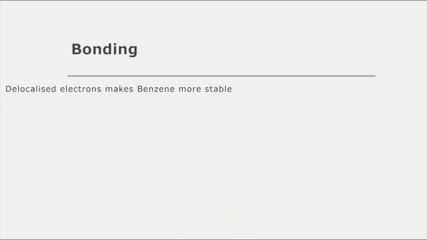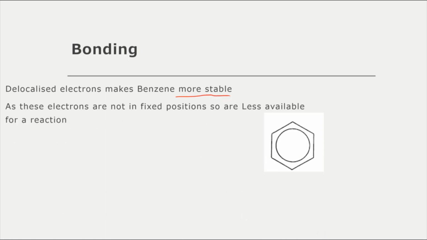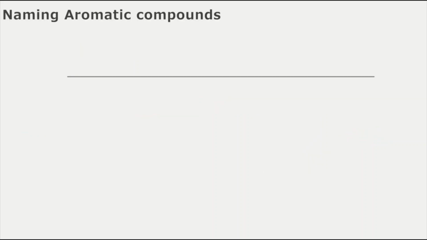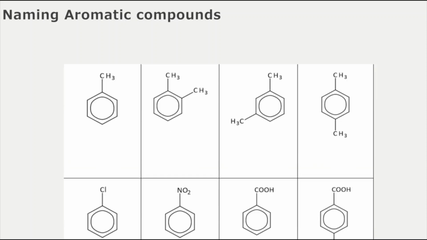You just need to be aware that those delocalized electrons make benzene more stable. This is because these electrons are not fixed in position, so they are less available for a reaction. Compared to, for example, an alkene, where the electrons are fixed in that area, in benzene they are moving around constantly, so they are not in a fixed position, and this just means that it's less available for a reaction.